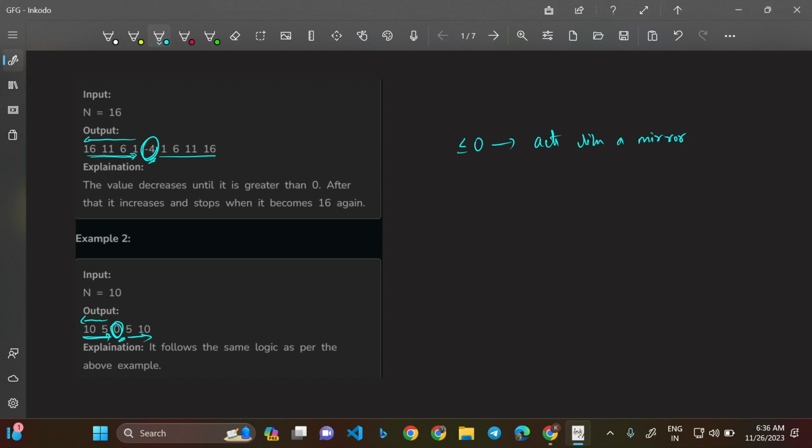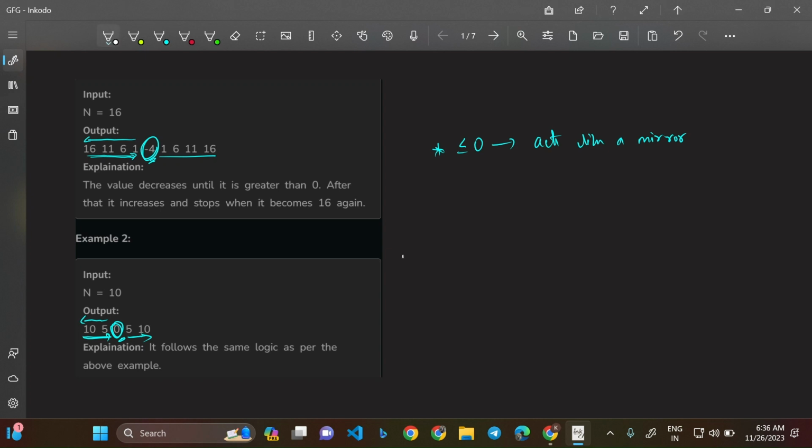Great. So there is another method of solving this, using two recursions. One recursion is for appending those elements that are greater than 0, and another is for appending the elements that are less than 0. Instead of two recursions, we can just solve it in one recursion. So how are we going to do this? This is the key point. Less than or equal to 0 acts like a mirror. But what can we interpret from this?